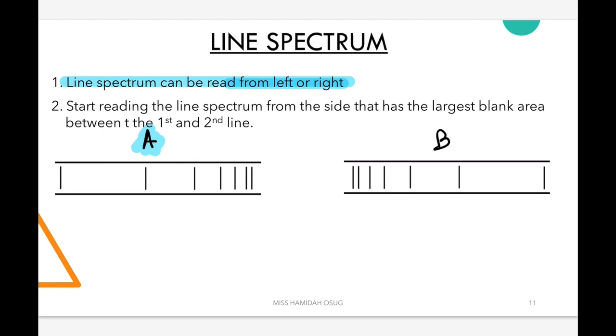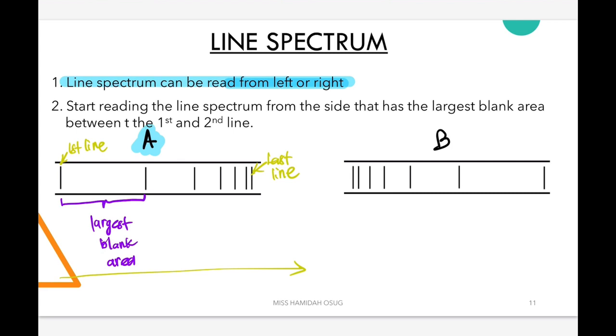What must you look into the line spectrum before you read it? You must find the largest blank area first. As you can see there, the largest blank area is at your left. So this will be your first line and this will be your last line. Therefore, for line spectrum A, you can read it from your left to your right.